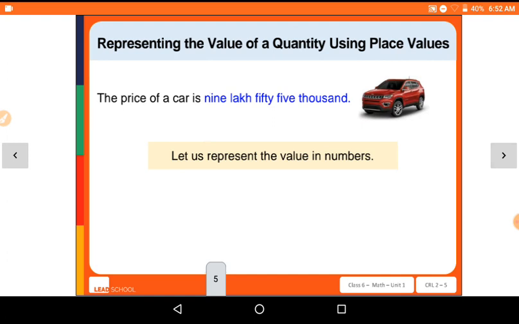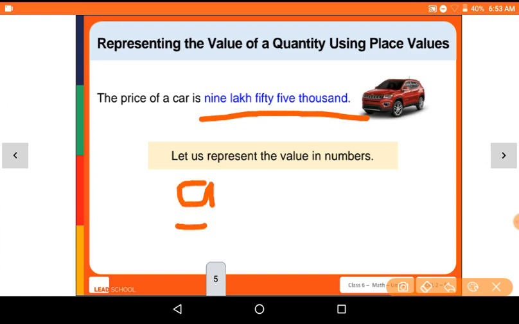Now representing the value of quantity using place values. The price of a car is 9,55,000. अब किसी भी क्वांटिटी को रिप्रेजेंट करना है, तब कोई नंबर से हम करेंगे, और उसी नंबर में हम कौन सी चीज़ यूज़ करेंगे, प्लेस वैल्यू की. So let us represent the value in number. अब यहाँ पे हमें डिस्क्रिप्शन में दिया गया है कि 9 लाख, वर्डिंग में दिया गया है 9,55,000. So that thing we have to represent in the number.